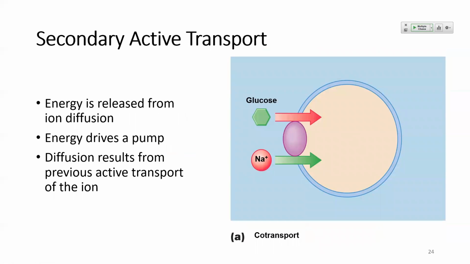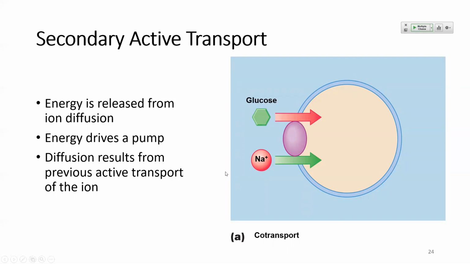Secondary active transport is slightly different. We still need energy, but the energy here comes from somewhere else. So we spoke about passive movement. So during passive movement, molecules are moving according to their concentration gradient. Sodium is an example. So sodium is at high concentrations outside the cell and low concentrations inside the cell. So when sodium moves into the cell, it's doing so according to or down its concentration gradient. That is a mechanism of passive movement or passive transport.